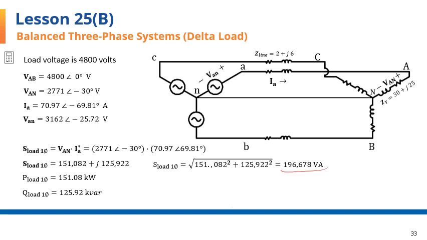It comes to this number in volt amperes. I converted that into kilovolt amperes as 196.68 kVA. Load power factor can be found as cosine of the difference of phase angles between VAN and IA, and those values are here. You can subtract one from the other and you'll end up with an angle of 39.81 degrees. And taking cosine of this will give you the power factor. Or it can be found by dividing the real power over the apparent power, as I have done on the next slide.